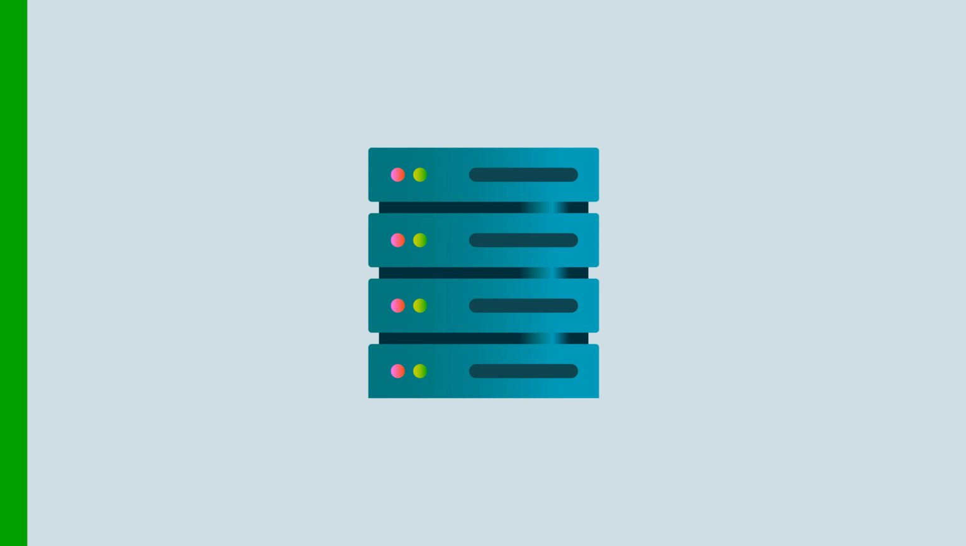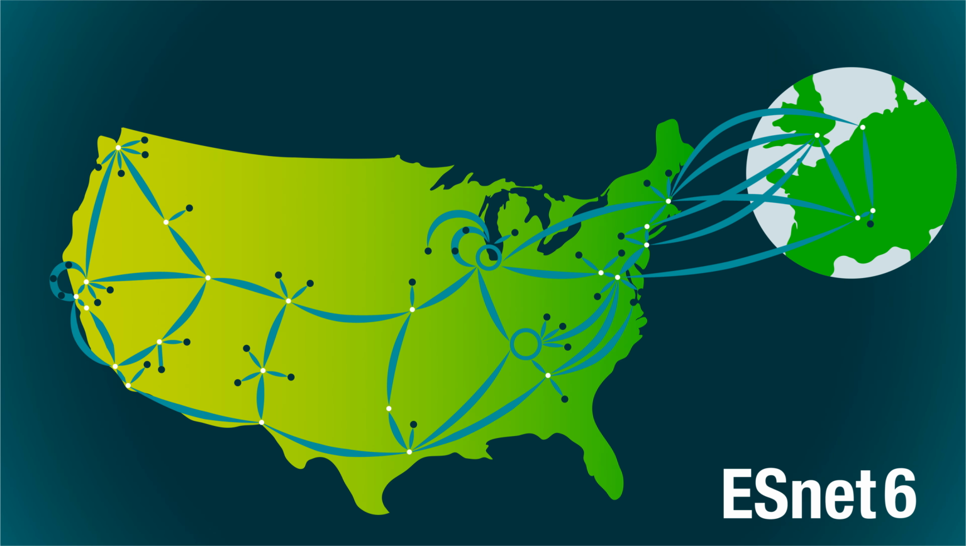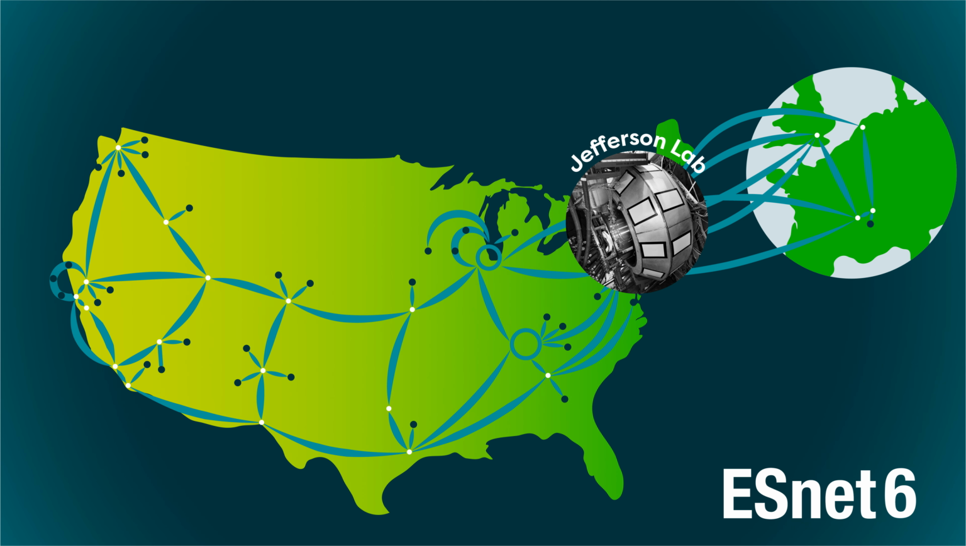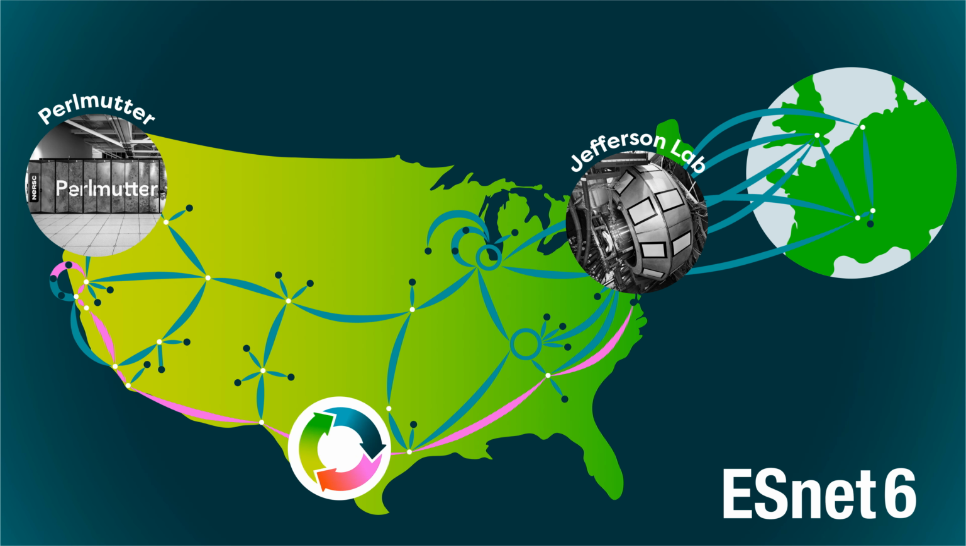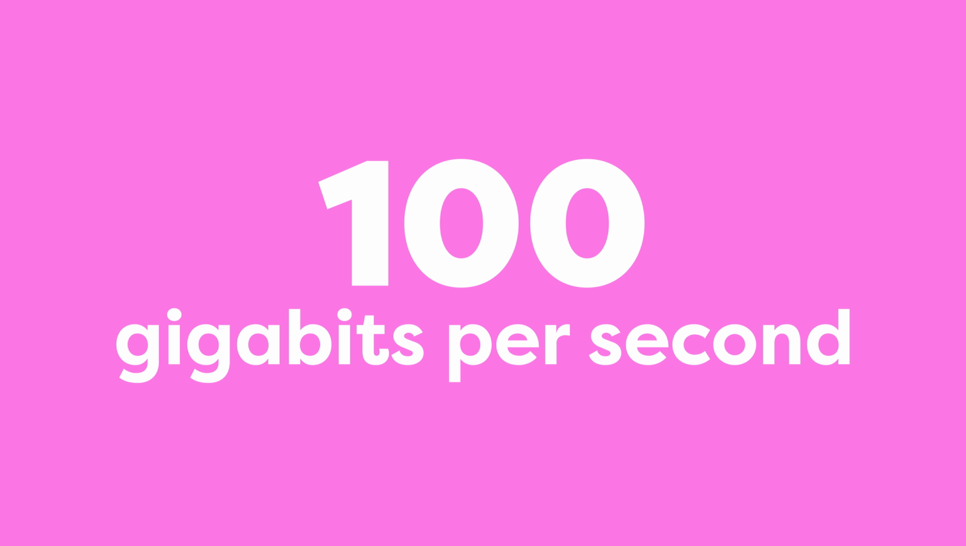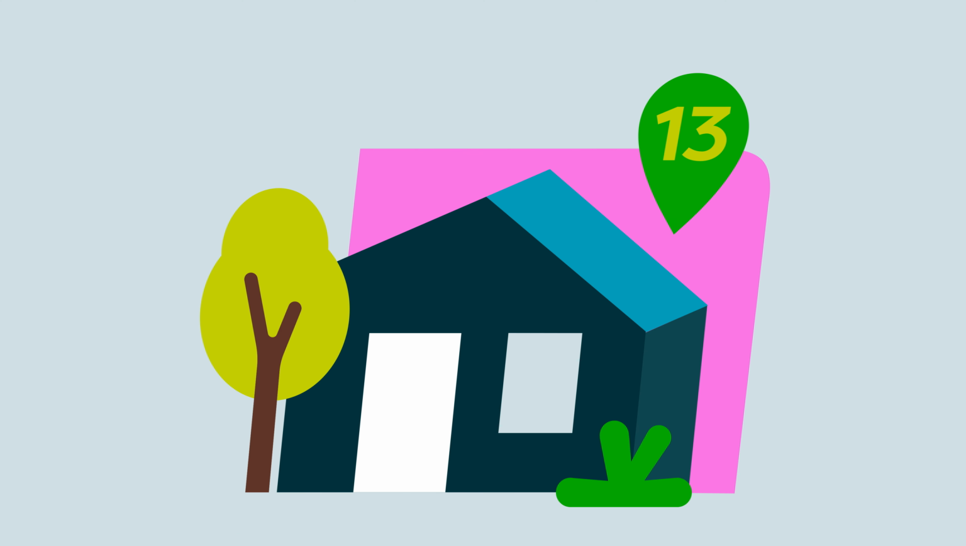analyzed later. But this spring, engineers from Energy Sciences Network and Thomas Jefferson National Accelerator Facility made a big leap forward. They streamed raw instrument data from Jefferson Lab's Continuous Electron Beam Accelerator facility in Virginia, across ESnet's network, and directly into the Perlmutter supercomputer at the National Energy Research Scientific Computing Center at Berkeley Lab. This all took place at a rate of 100 gigabits per second. That's 13 times faster than the very fastest home internet.